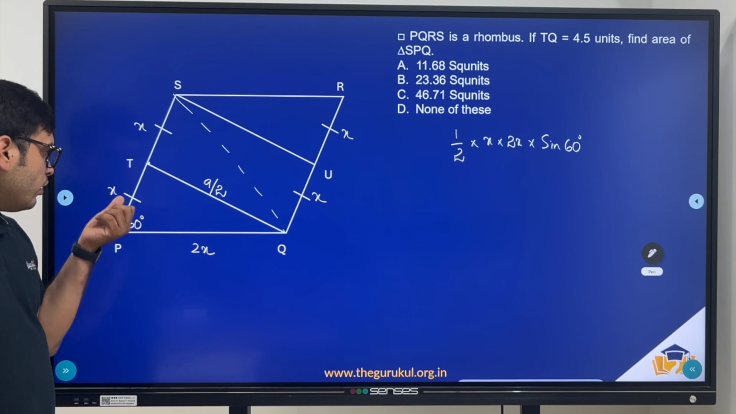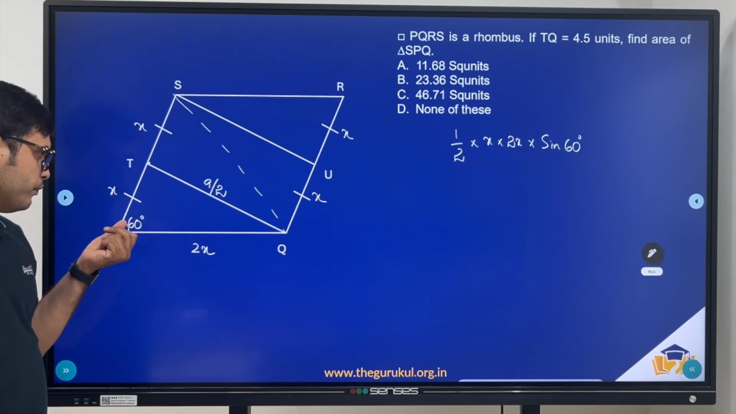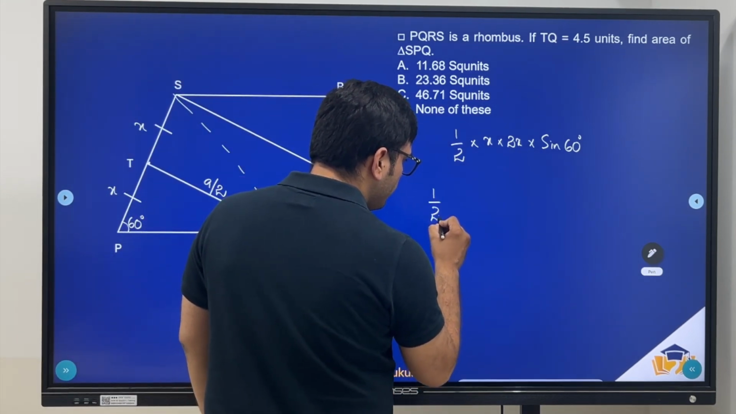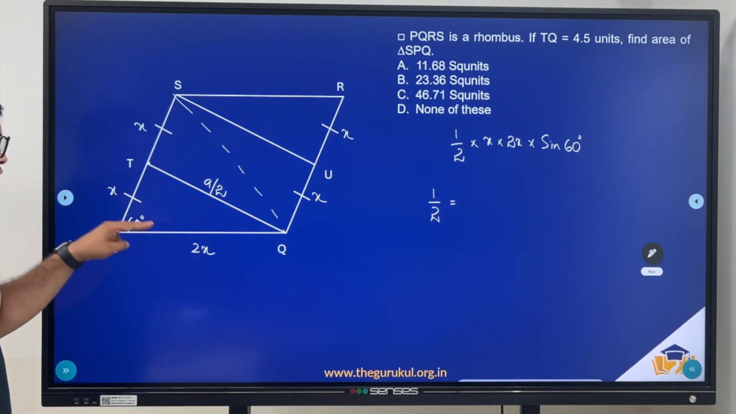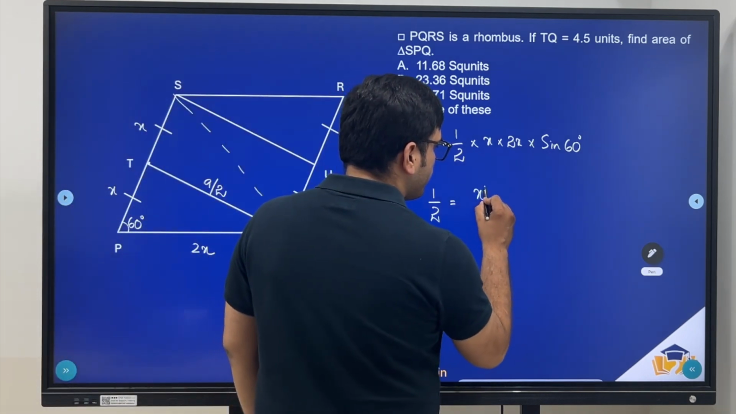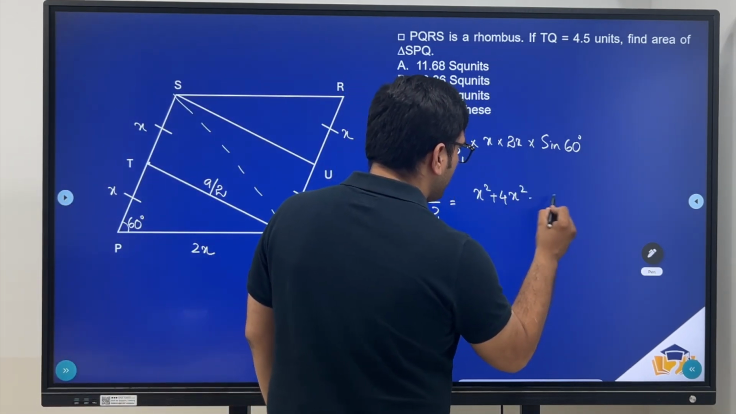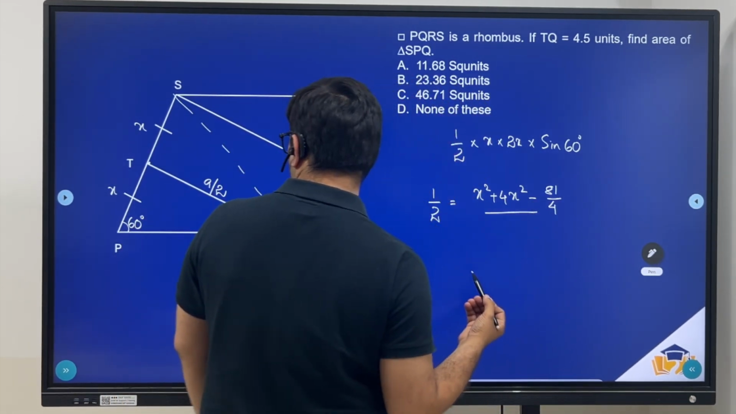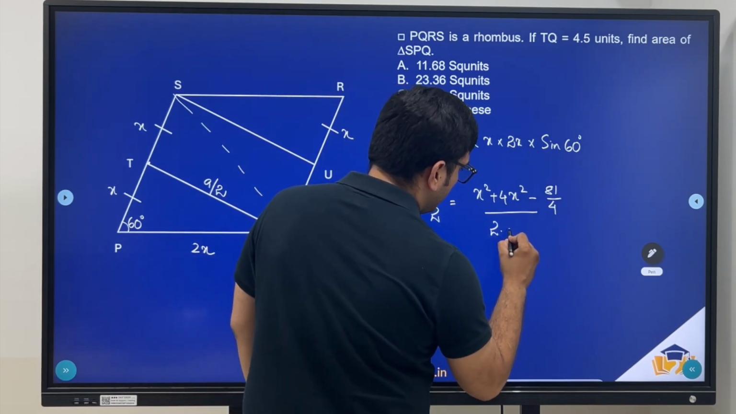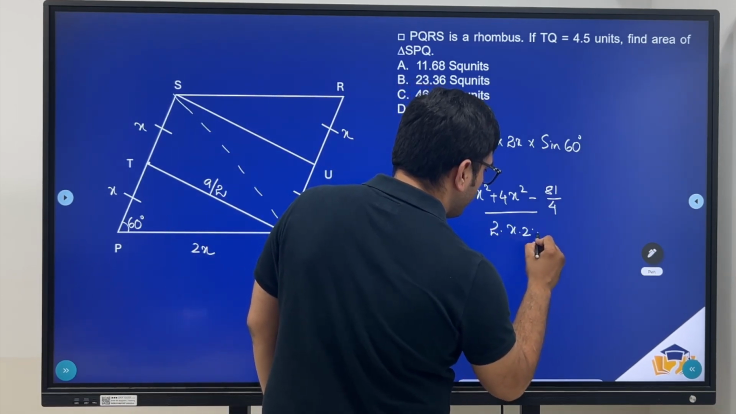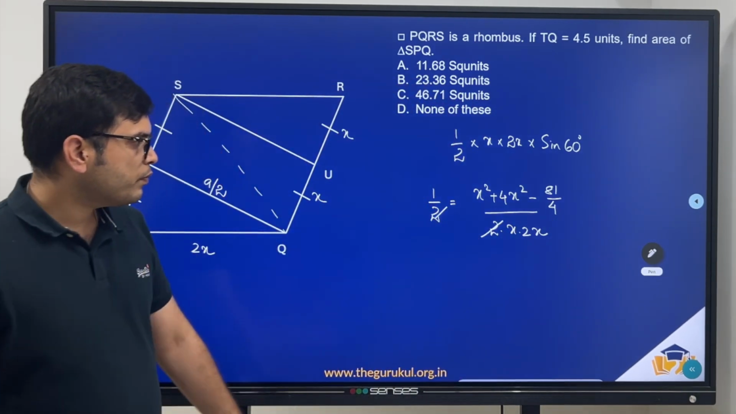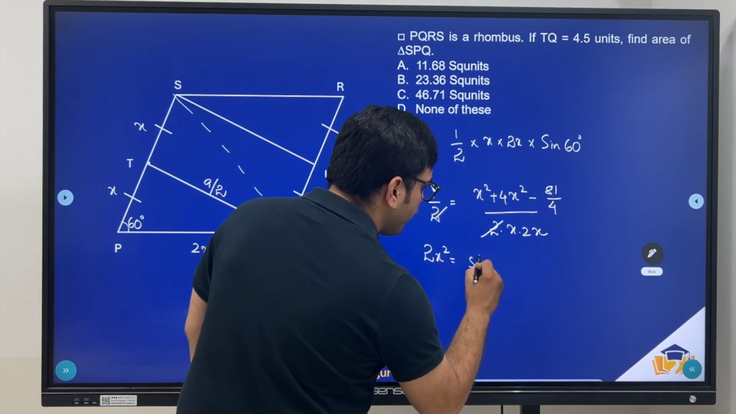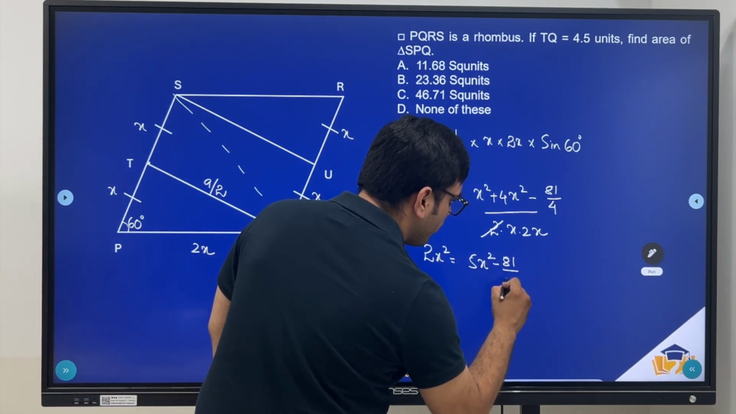Now let's try finding the value of x. To do that, we can use the cosine rule, right? Now what is cos 60? Cos 60 is 1 by 2. Now this should be equal to x square plus 2x whole square, x square plus 4x square minus 81 by 4, by 2 into x into 2x. So I can cancel these two. So we have 2x square is equal to 5x square minus 81 by 4.